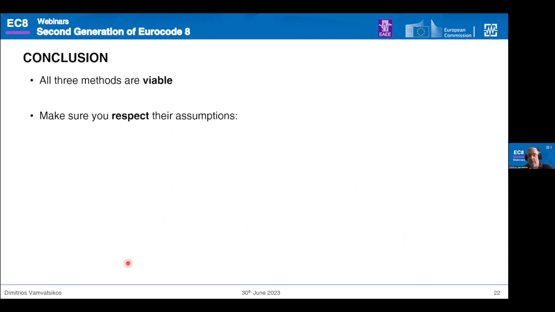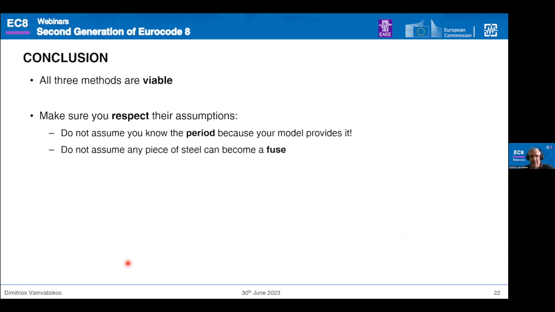You just need to make sure to respect their assumptions. And most importantly, I have to say this, please do not assume that you know the period just because you have a model and your model says the period is, I don't know, 0.2 seconds. The reason being that if anybody has done operational modal analysis and health monitoring, you know that periods can be quite fickle. There is no single period. There is a low amplitude period, there's a high amplitude period. They change with time, they change with damage, and they're tough to figure out.